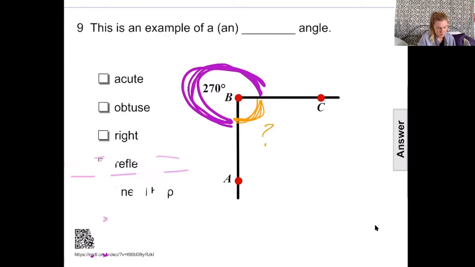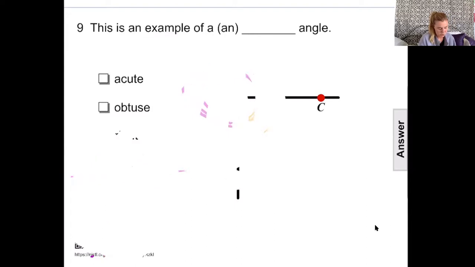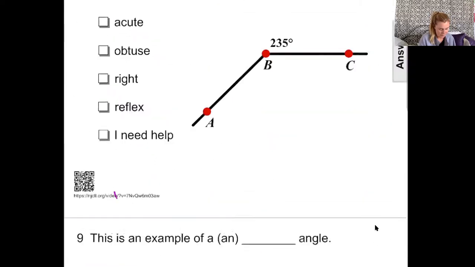Oh my goodness. This erased, sorry. Erase the other ones. Okay, good.